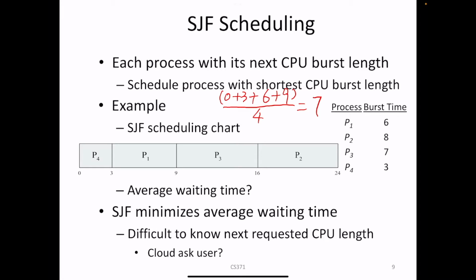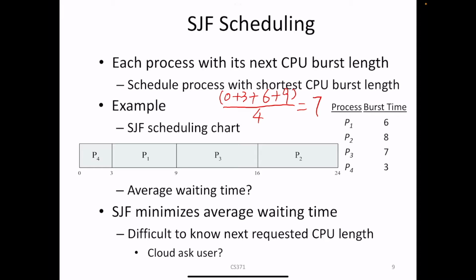After 3 time units, the next shortest job, which is P1, will be put onto the CPU and execute for 6 time units. Then P3 for 7 time units. At last, P2 for 8 time units. Again, we use a Gantt chart to illustrate the start and the complete time of each process. In order to calculate the average waiting time, let's see the waiting time of each process.